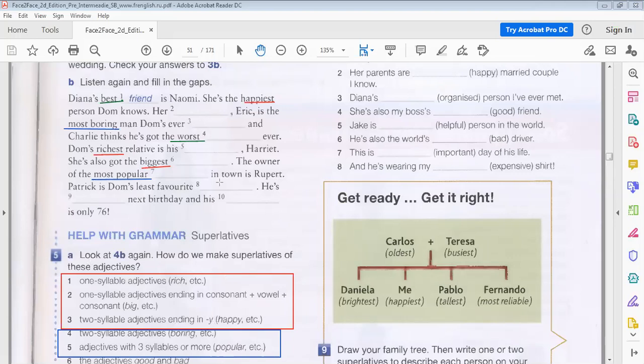Okay, so now we know how to use superlatives. Very quickly, if you have a one-syllable adjective, we usually use est. If you have a two-syllable adjective ending in y, it's the same thing. We just remove the y and we put iest. So happy, happiest, friendly, friendliest, and so on. But if you have a long adjective, two syllables or more, or three syllables, we have to use most. Most intelligent, most boring, most popular, most exciting, and so on. For good and bad, we just use worst and best.